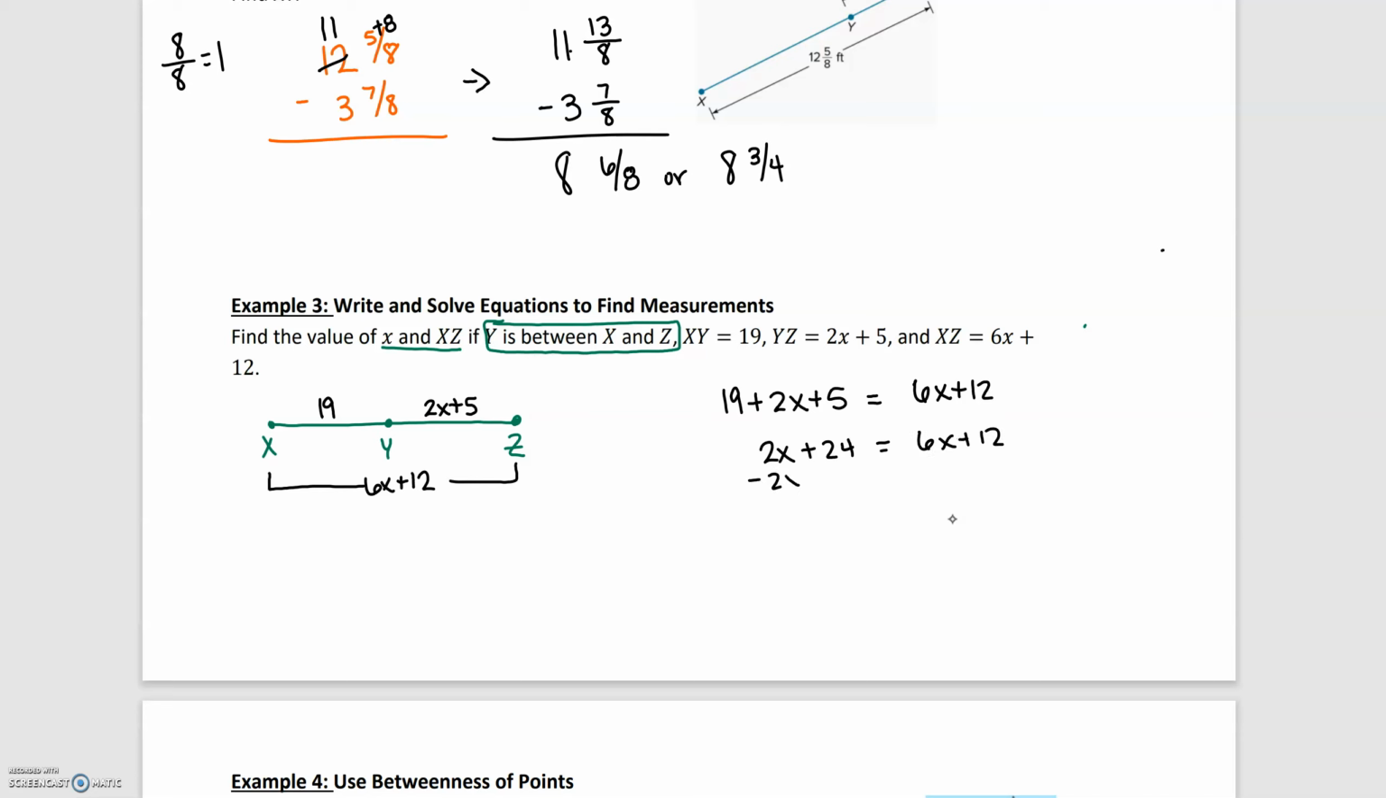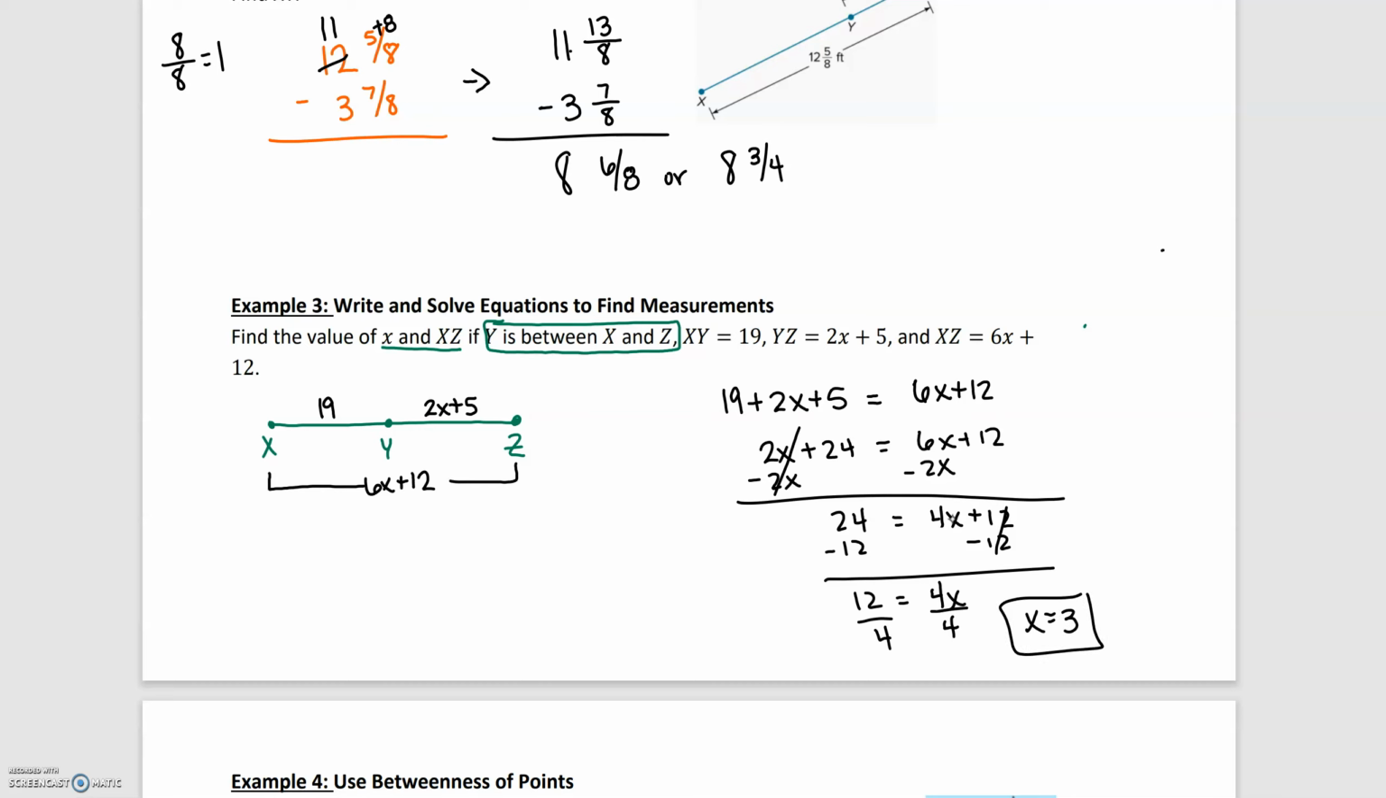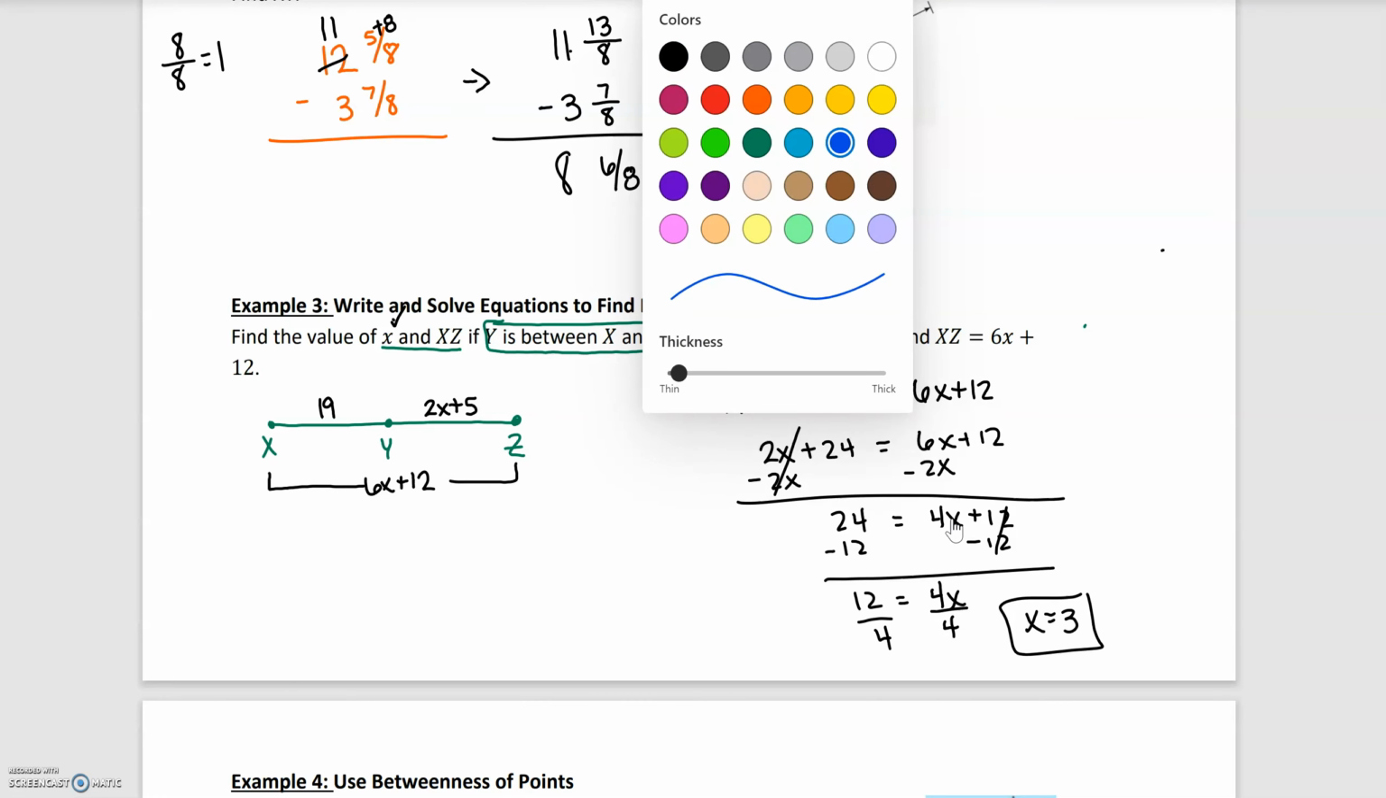And then I like to get rid of this smaller variable, that way I don't deal with negatives, but get them together. And then we're going to solve this two-step equation, subtract 12 and divide by 4. Now, once we get x, a lot of times we think we're done, but we want to double check. Oh, we got x, but it wants us to find xz as well. And so over here, if we look at xz, it's the entire length, which is the 6x plus 12.